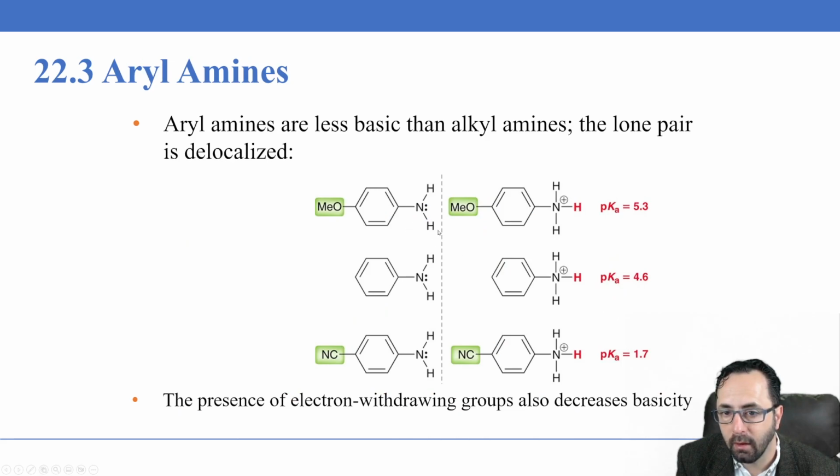For the arylamines, they're less basic than the alkyl amines. As I said, the pKa's here are around 5-ish. If you introduce an electron withdrawing group here, you can further decrease those pKa's. So here, this carbon-nitrogen triple bond is electron withdrawing, and so we can further reduce those pKa's by further stabilizing the ring. It will decrease the basicity of this conjugate base, thus increasing the acidity of its conjugate acid.